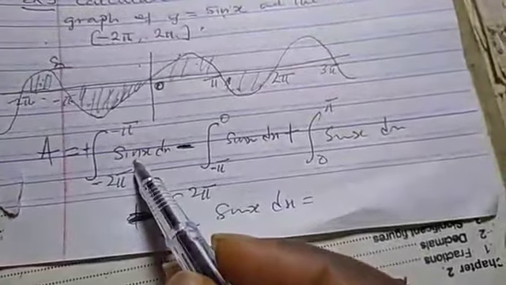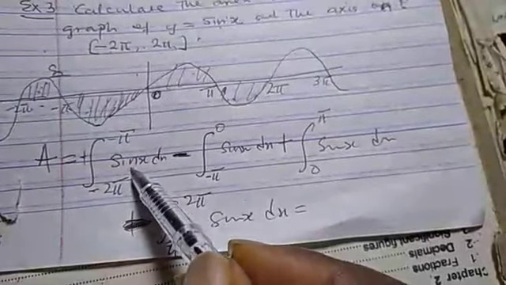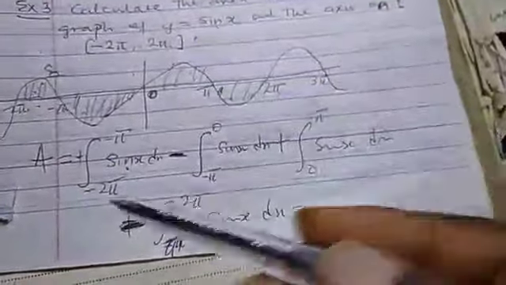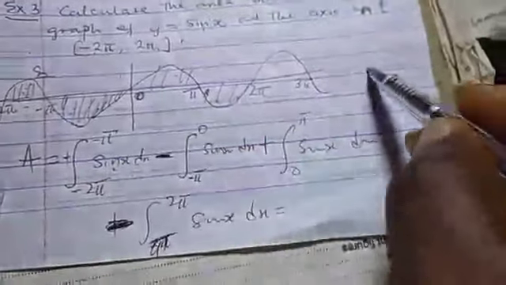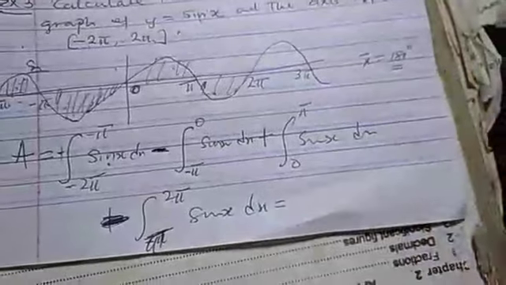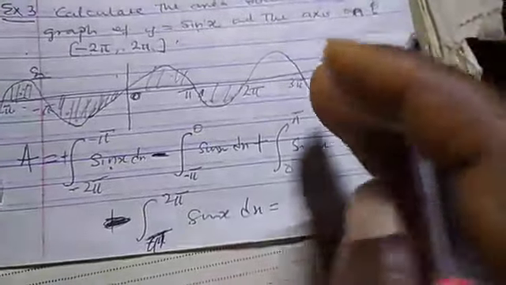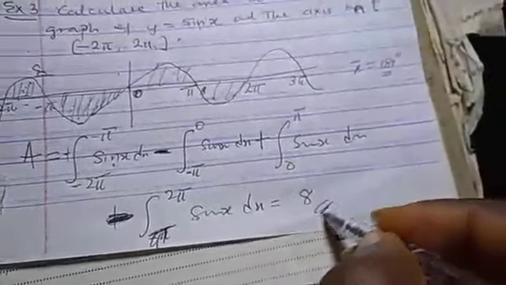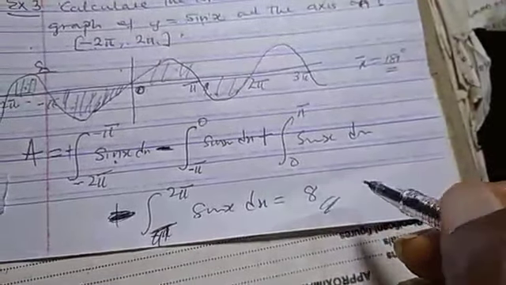And you know what the integration of sin x is. The integration of sin x simply means minus cos x. So you put in these values. Just take note that pi is 180 degrees. By the time you finish solving it, you are going to get your final answer.